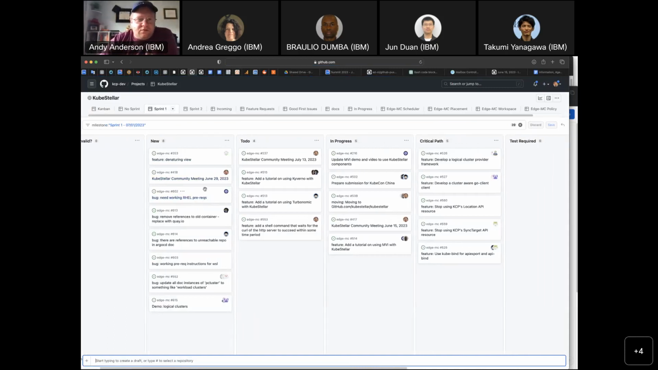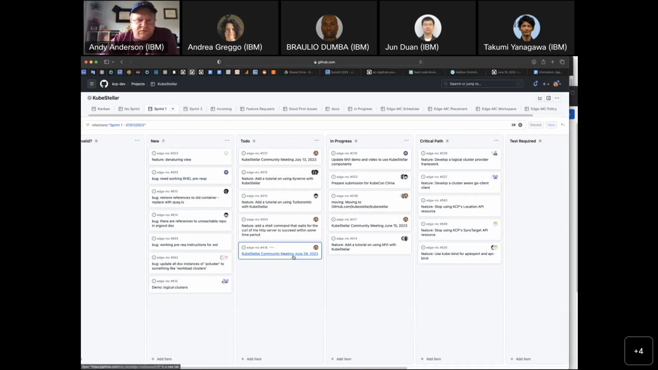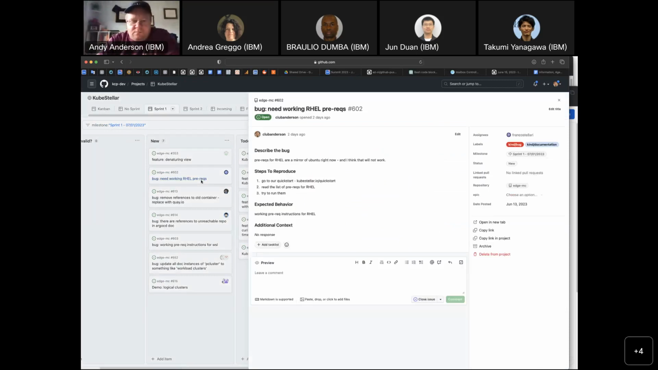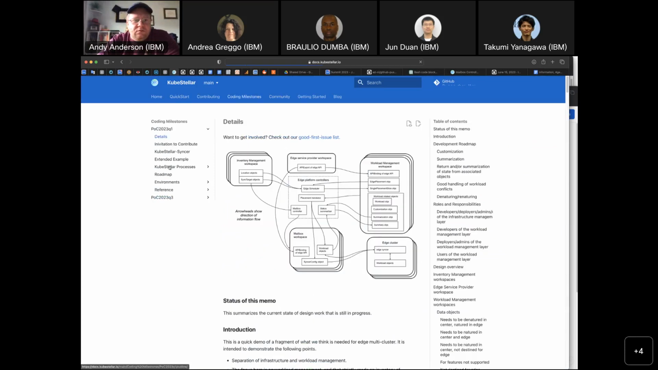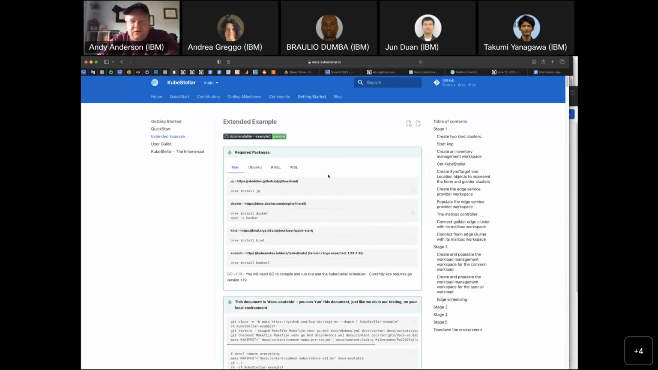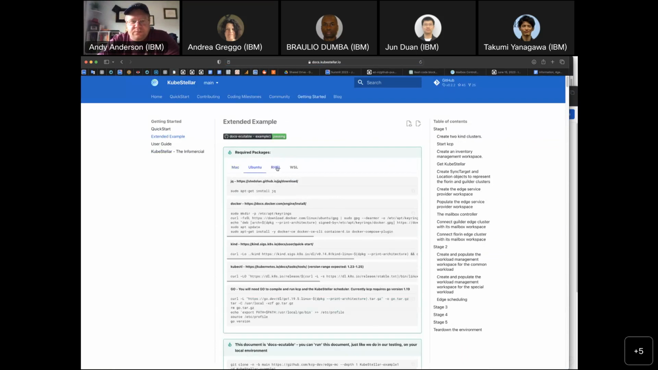Okay, so let's see. We have some new issues in the queue, one of which is a community meeting. So I'm just going to move this over into do. And all right, so we need some working RHEL prereqs. I think this has to do with the instructions that are located on our site. In each one of the individual examples, we have instruction sets for those that need the required packages installed. Mac appears here. We also have Ubuntu, which I believe is working.